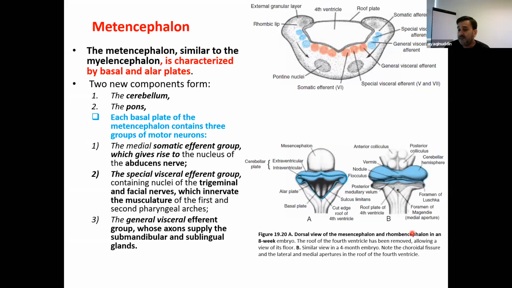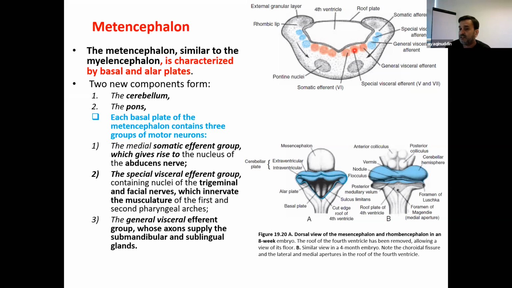The special visceral efferents, which supply the muscles which have originated from the branchial arches, you would find them at two levels: at the lower level of the pons as well as the upper level of the pons. At the lower level of the pons, they are going to form the motor nucleus of the facial nerve and supply muscles of facial expression. At the upper level of the pons, they are the motor nucleus of the trigeminal nerve and supply the muscles of mastication.